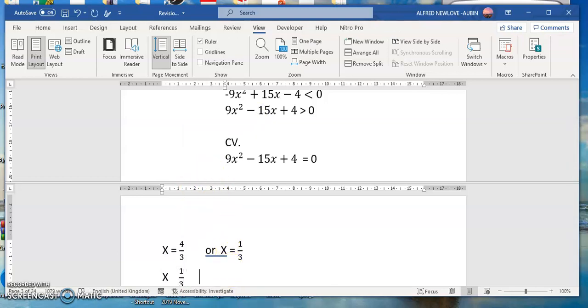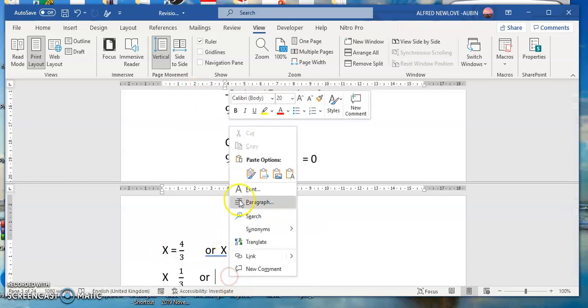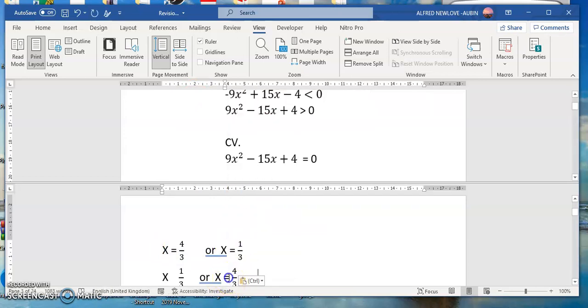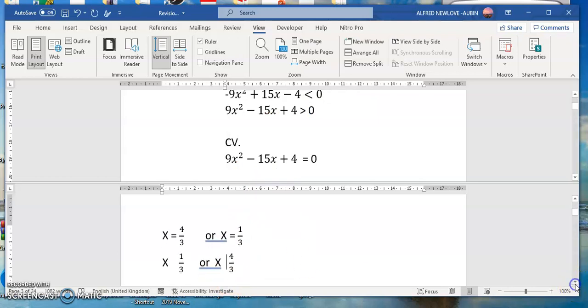Then I'm going to have my O, then write my X. Let me remove the equal sign. Then you ask yourself, which one is bigger? We know this one is bigger. So the bigger one is going to take the sign here. So this is going to be greater than, and this one is going to take the reverse.